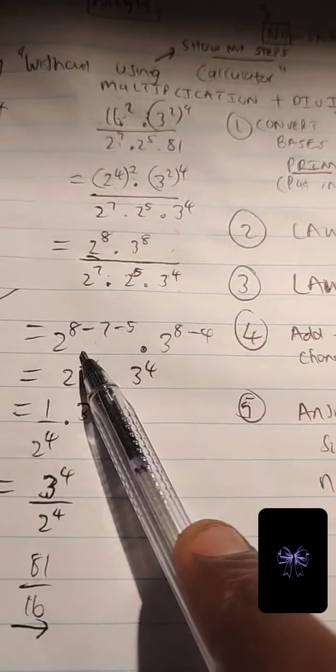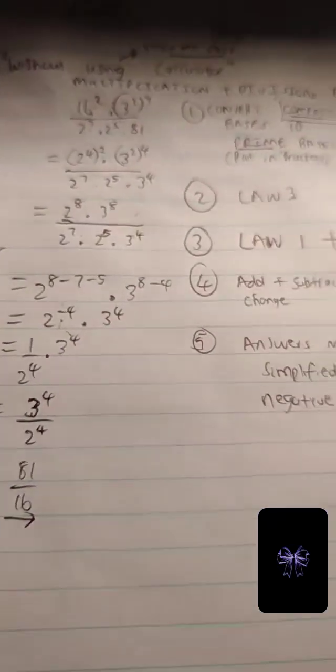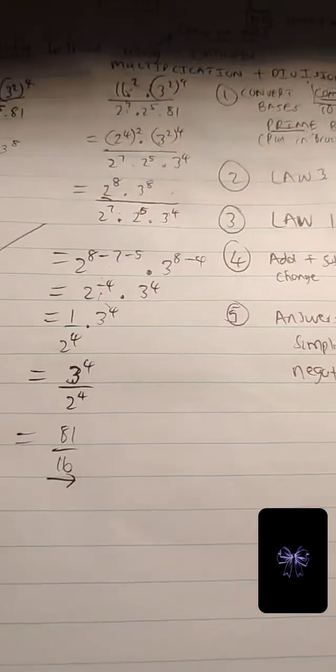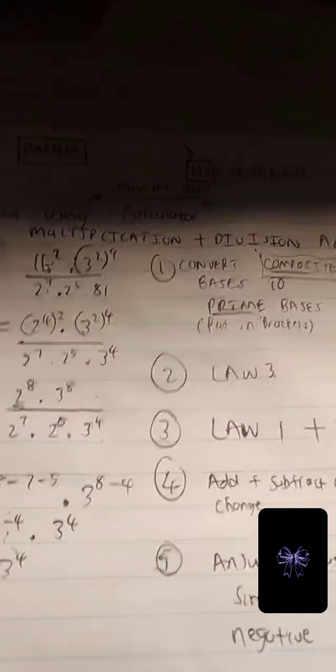Collect single bases. Determine which bases are there. Base 2, we know what we do. Base 3, we know what we do. And then after that, we make sure that our answers are not in negative exponents, and we write our answer simplified. And that's it. That's multiplication and division alone.